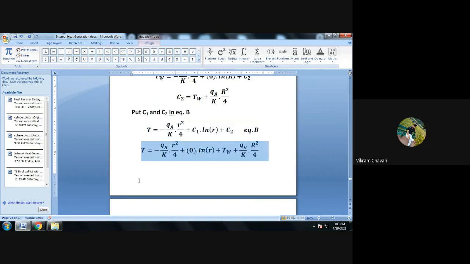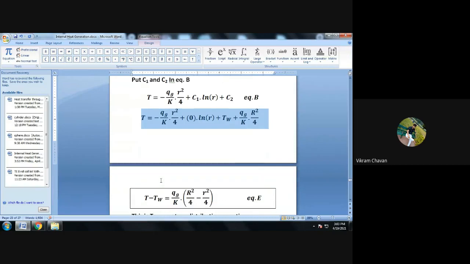Then we will get the equation as T is equal to minus Qg divided by K multiplied by r square divided by 4, plus C1 is 0 multiplied by ln of r, plus C2 is Tw plus Qg divided by K multiplied by capital R square divided by 4. Now convert this equation into the form of a temperature distribution equation. The remaining part is we have to rearrange the terms.